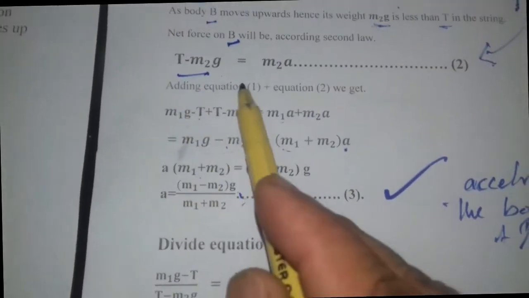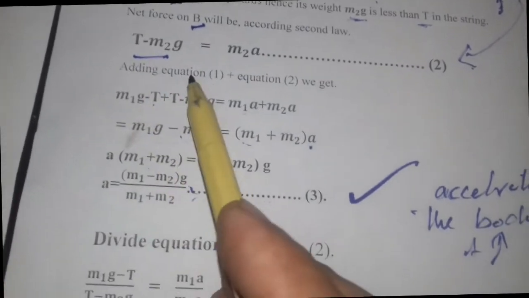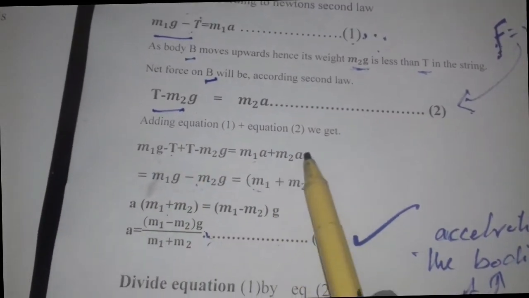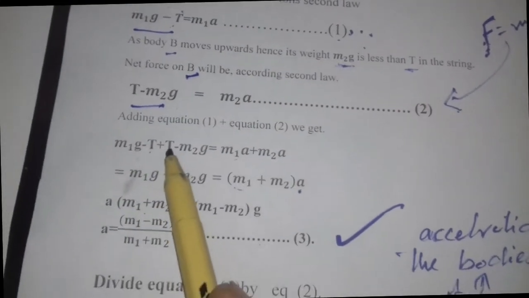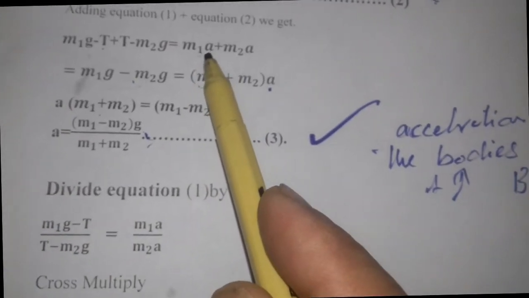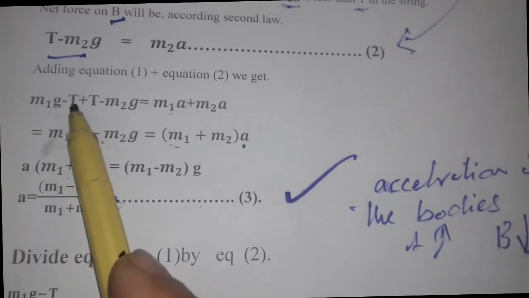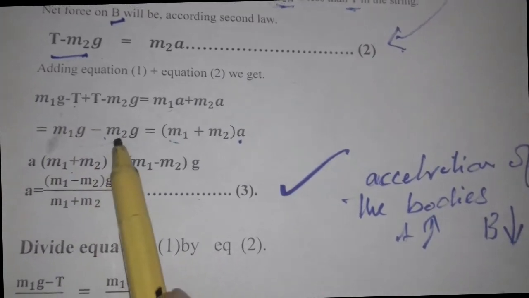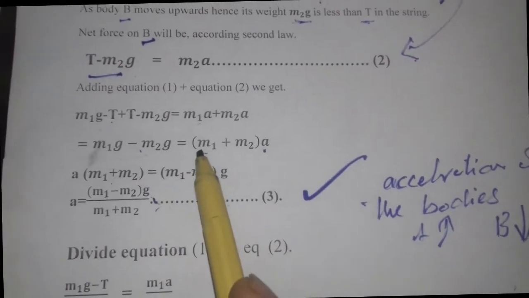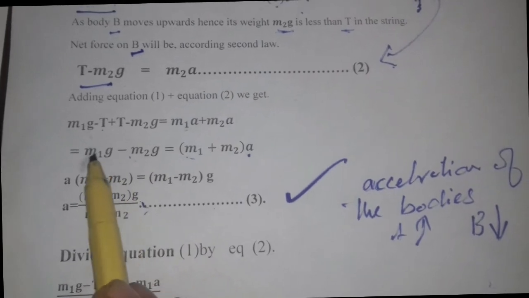Now adding equation 1 and equation 2, left side on left side and right side on right side: m1g minus T plus T minus m2g equals m1a plus m2a. Here T cancels with minus T, and we get this. Again we pick the a terms on one side and the g terms on the other side.